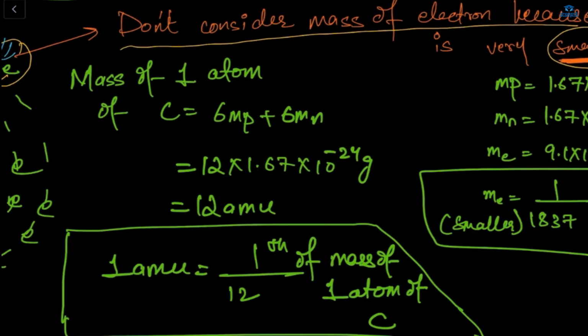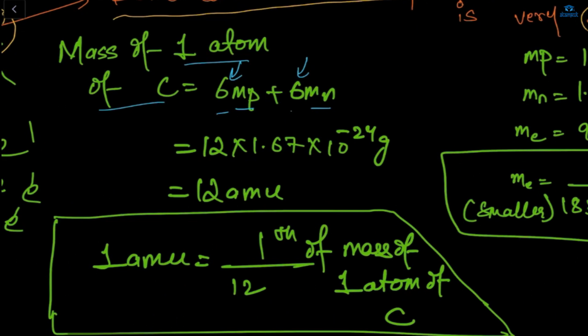So here, what is the mass of one atom of carbon? The mass of one atom is the mass of the protons and the mass of the neutrons, which is 6 times the mass of a proton and 6 times the mass of a neutron. Why not the mass of the electron? We'll not consider it because its mass is very, very small. So here 6 plus 6, which is 12.